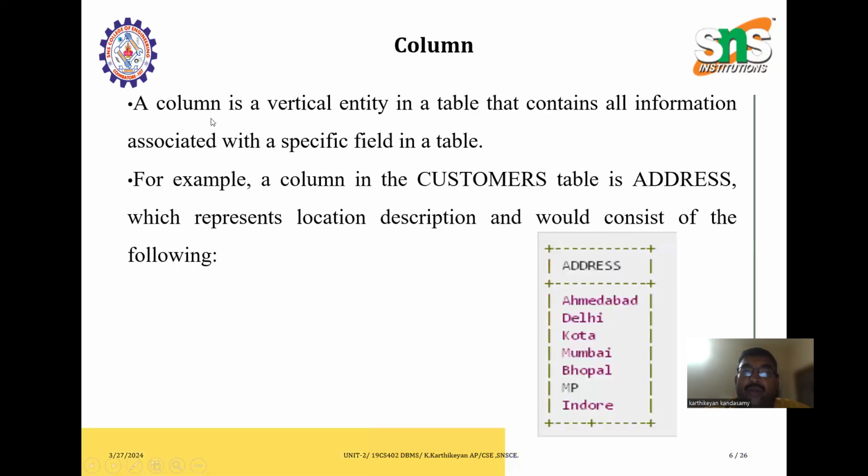This is a column. A column is a vertical entity in a table that contains all information associated with a specific field of the table. For example, a column in the customer table is the address, which represents location and description, and would consist of the following addresses.